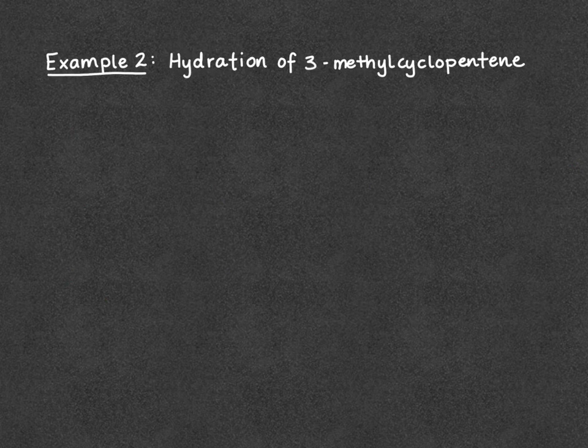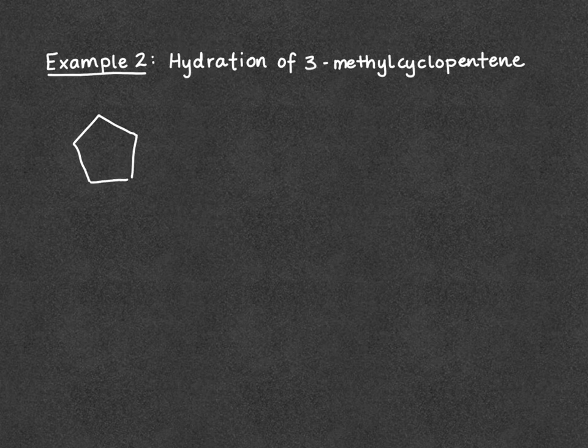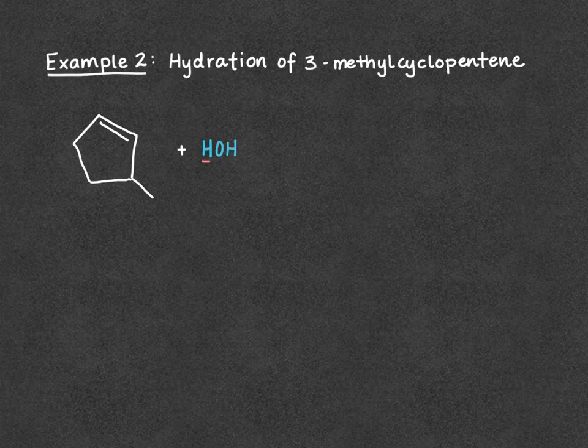Our next example will be looking at the hydration of 3-methylcyclopentene. So we're going to start by drawing cyclopentene. So cyclopentene is a 5-carbon ring. It's a pentagon. It doesn't really matter where we put the double bond. It will be carbons 1 and 2, and so carbon 3 will be 1 carbon away from the end of the double bond. When we are hydrating a molecule, we are adding water. So we're adding H2O to our molecule, which I'm going to write as HOH, just so that we remember we're adding hydrogen to one side of the double bond and hydroxide to the other.